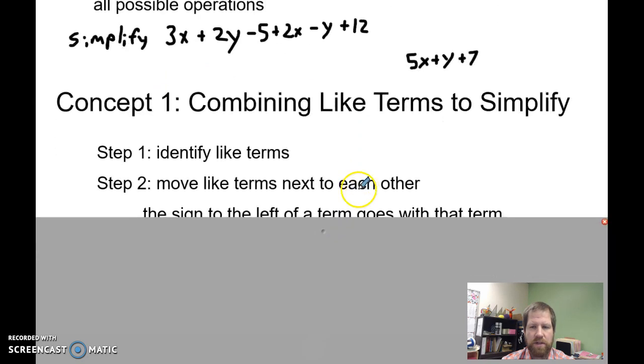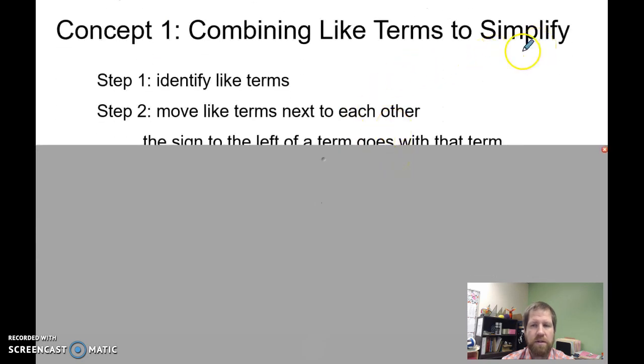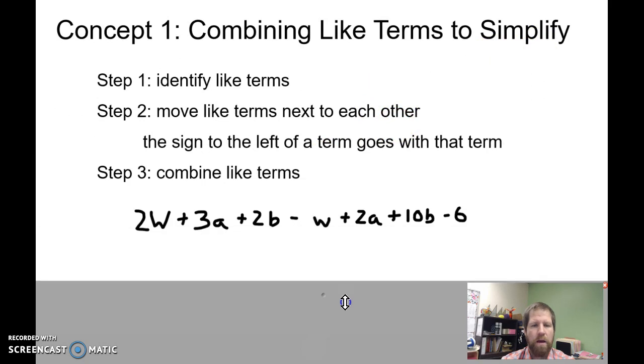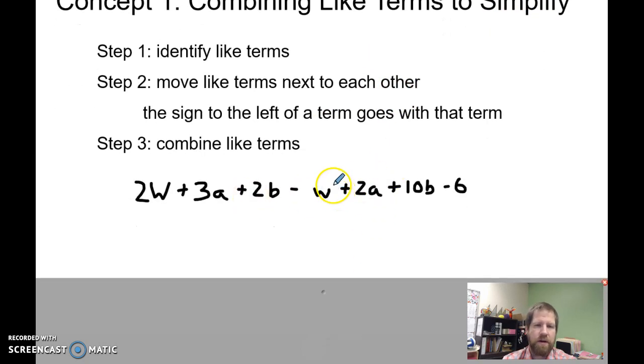Concept 1 is combining like terms to simplify. Our step-by-step process is identifying like terms first, and then we're going to move like terms next to each other. When you're identifying like terms, you can draw a square around one kind of term and a circle around another. Whatever works for you. I like to do a little underline with different colors, but if you don't have different colors, that's fine.